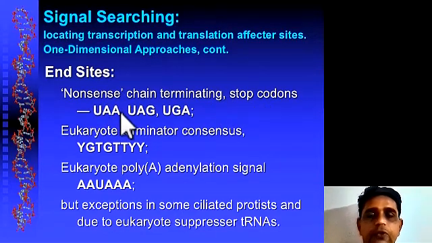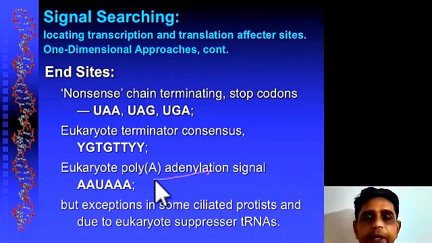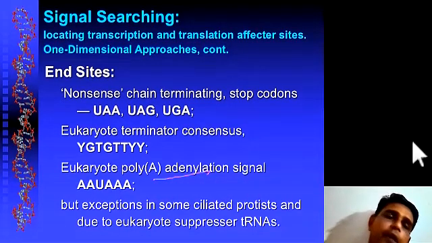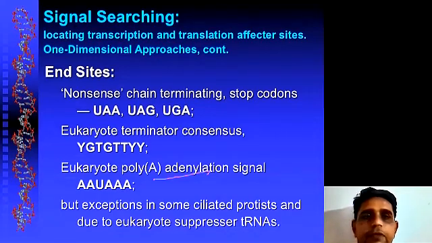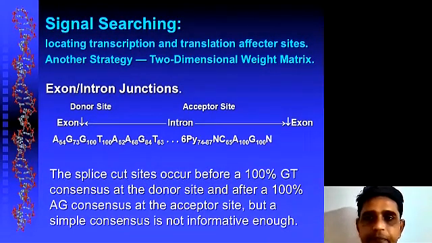So these are the three stop codons which are usually present: UAA, UAG, and UGA. You can also have the eukaryotic terminator and the eukaryotic poly A adenylation site, but some exceptions are there. So depending upon the condition, you can have different kinds of sequences which indicate that this is the place where your gene is ending.